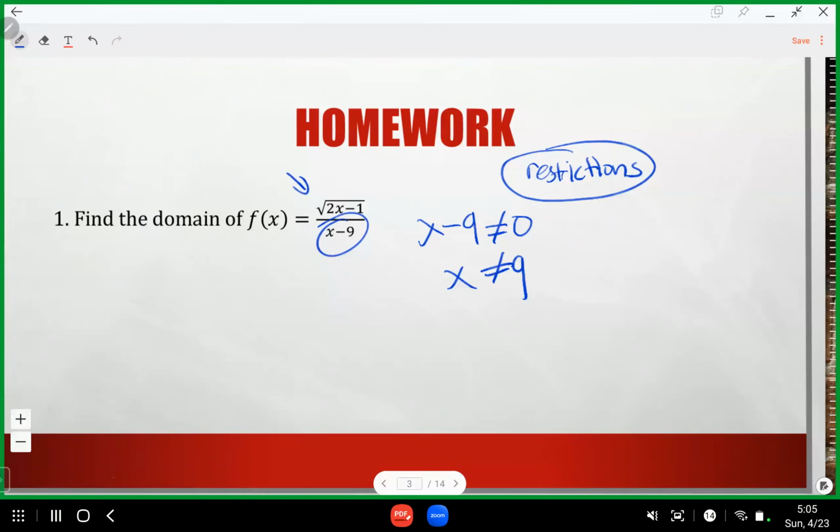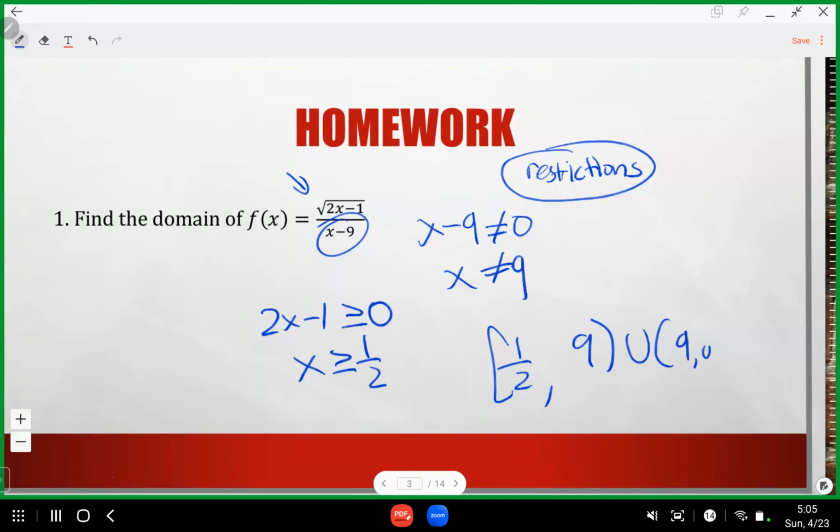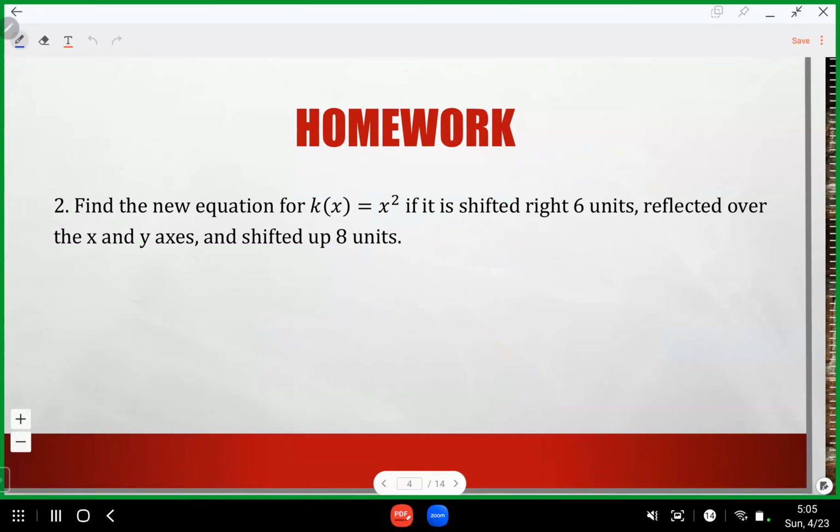the domain of f also cannot include any x's that make the square root untrue, which means that you cannot have a negative number in the square root, meaning that 2x minus 1 has to be greater than or equal to 0. And if you solve this inequality, you can see that x has to be greater than 1/2. Therefore, our total domain is 1/2 to 9, union 9 to infinity. So good job, William. You got that correct. Let's move on to the second one.